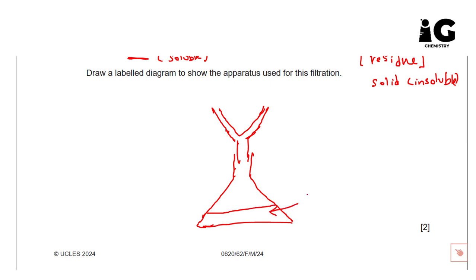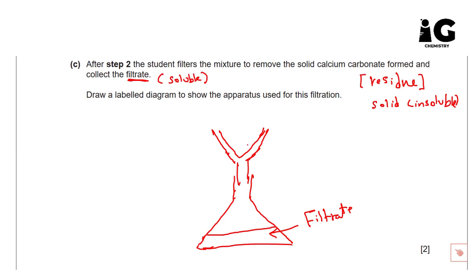Now let's label everything here. This is the filtrate, which is the soluble part. And here, don't forget to draw, guys, this is the residue, the insoluble part. Take care, this one is called residue, which is solid or insoluble. And here this is the funnel. And you also have to label this, the filter paper. Okay guys, this is the filter paper. So now your diagram is fine.